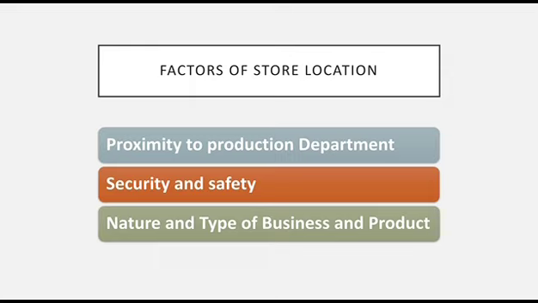And the third factor is nature and type of raw material. The nature of raw material also affects the store location. The raw material which is not affected by sunlight, temperature and moisture can be kept at a separate and open place, such as scrap, iron bars to be used in building, etc.